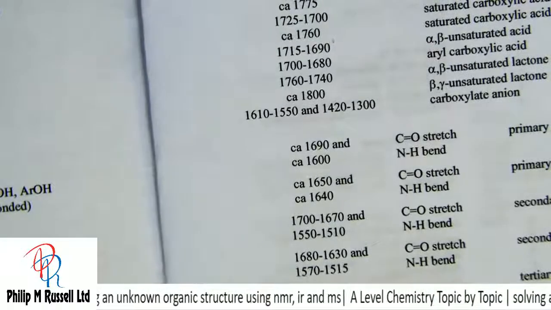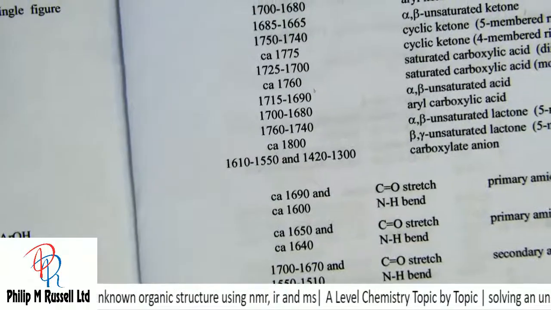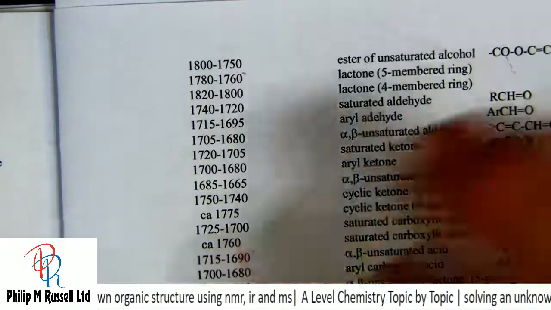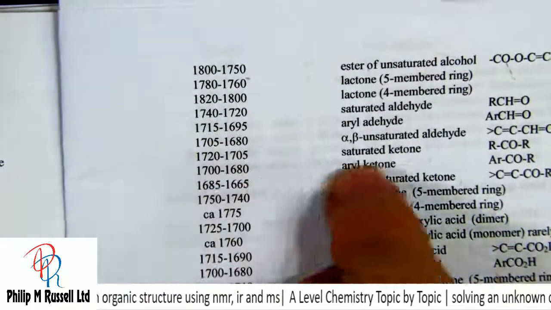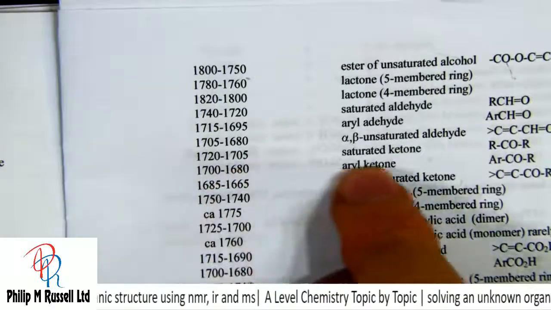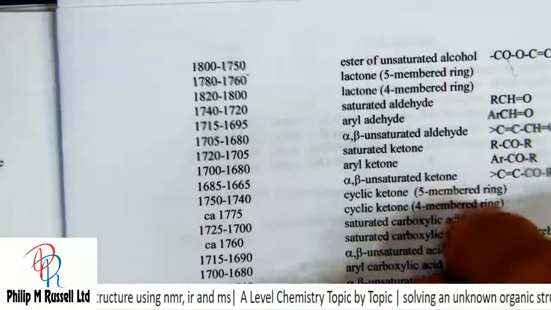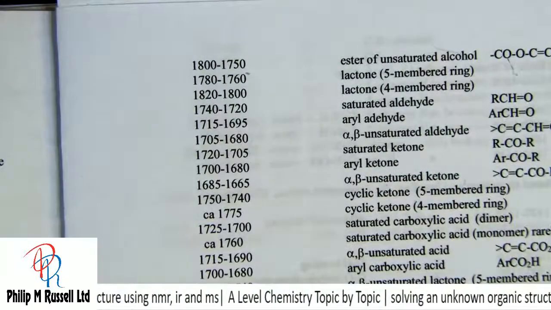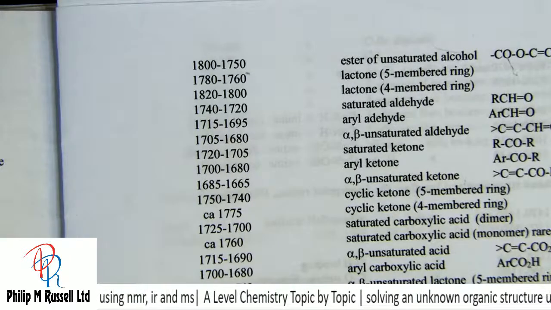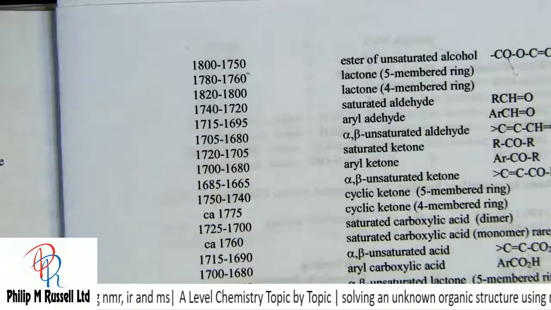We're looking at what things might be possible. Around 1720, saturated ketones are looking likely. So it may well be we've got a C double bond O. Well, it could be. Let's see what we could actually disprove with this, because we've got lots of numbers.